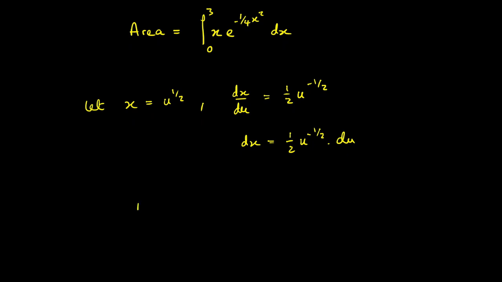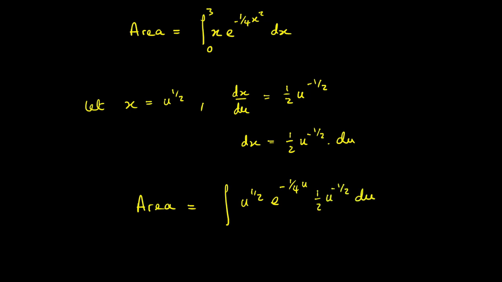So what I'm going to do now is rewrite my integral. The area is going to be the integral of x. Now, x is equal to u to the power of a half, right? So I replace the x with that. e to the power minus a quarter x squared. Well, if x is root u, then x squared is just going to be u. And then dx is going to be this whole thing here, right? So that is a half u to the power minus a half du.